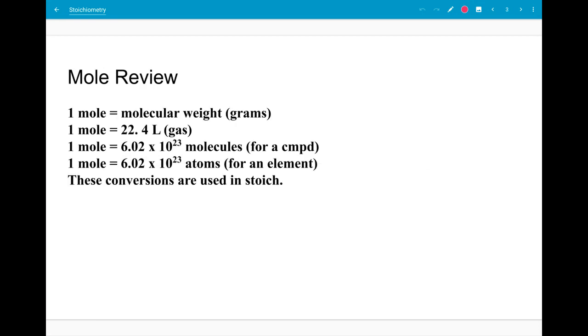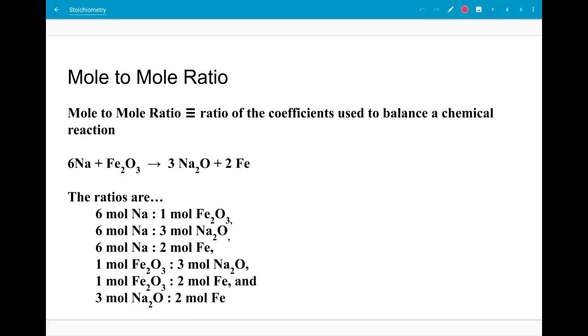So just a reminder, we know that 1 mole is equal to the molar mass or the molecular weight off the periodic table. We know a mole is equal to 22.4 liters of gas. We know a mole is equal to Avogadro's number of molecules for a compound. We know a mole is equal to Avogadro's number of atoms. We could find the number of atoms per molecule by counting. I forgot to list that here. But all of those conversions are used in stoichiometry.